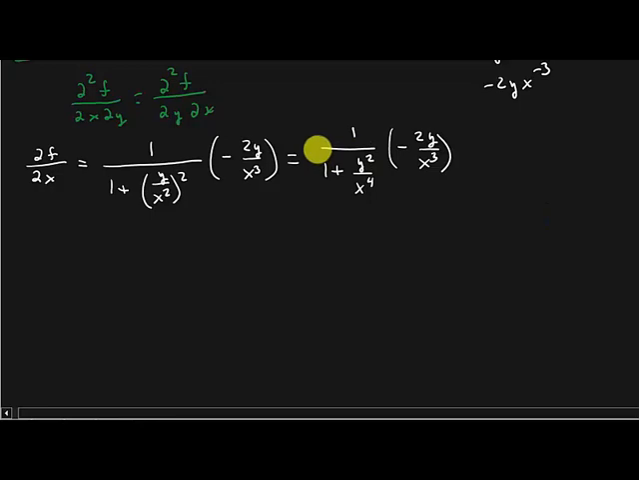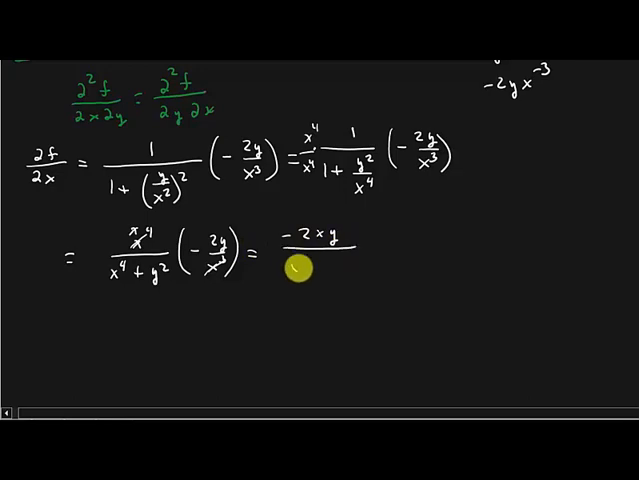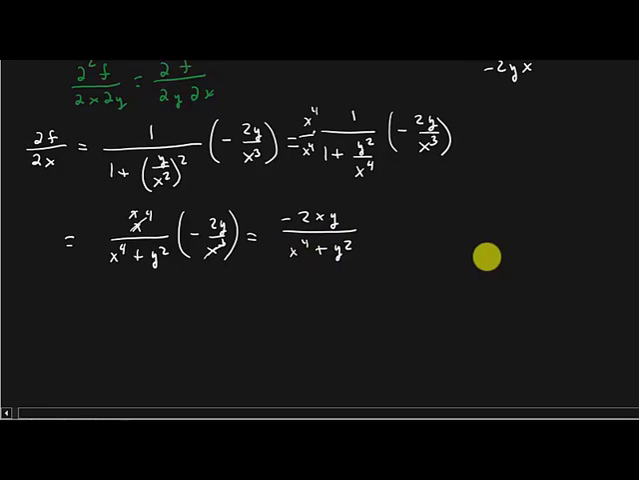So what I'm going to do here, I'm going to multiply by x to the 4th over x to the 4th, this first fraction here. And so that's going to give me x to the 4th over x to the 4th plus y squared times negative 2yx cubed. And so you can see how these cancel and we're left with the x here. So this is going to be negative 2xy over x to the 4th plus y squared. All right, so that's the first partial.